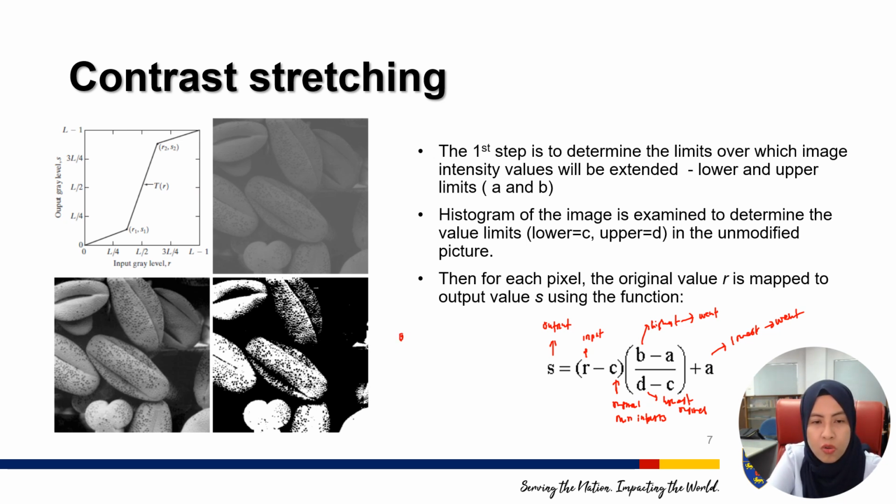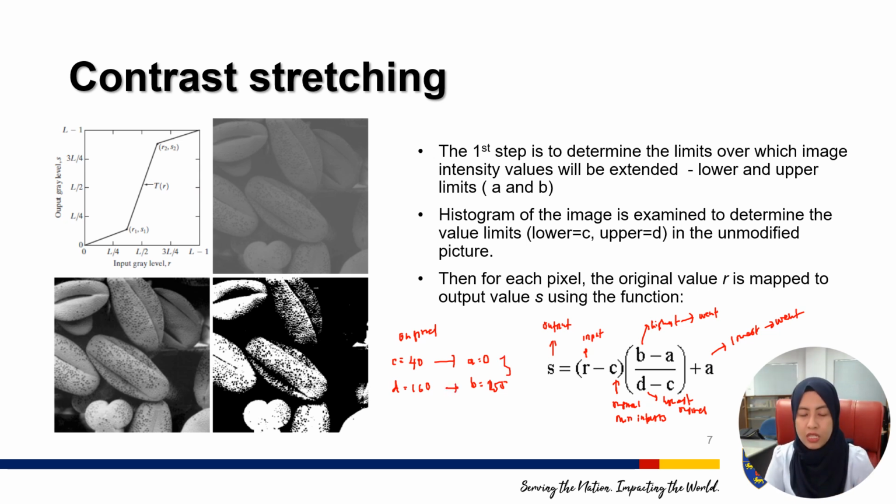So let's say the original image has a minimum gray level value in the input image equivalent to 40, and the highest is maybe around 160, meaning it only covers the histogram between 40 and 160, but you want to stretch it out so that C will cover from 0, which is our A here, the output, and the maximum will be up to 255. So you want to push it from 40 to 160 to become a full dynamic range from 0 to 255. This is the formula for how you can transform it.